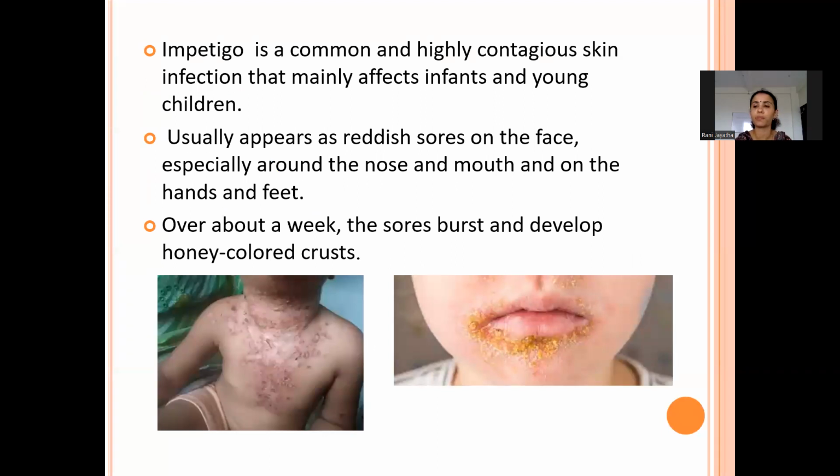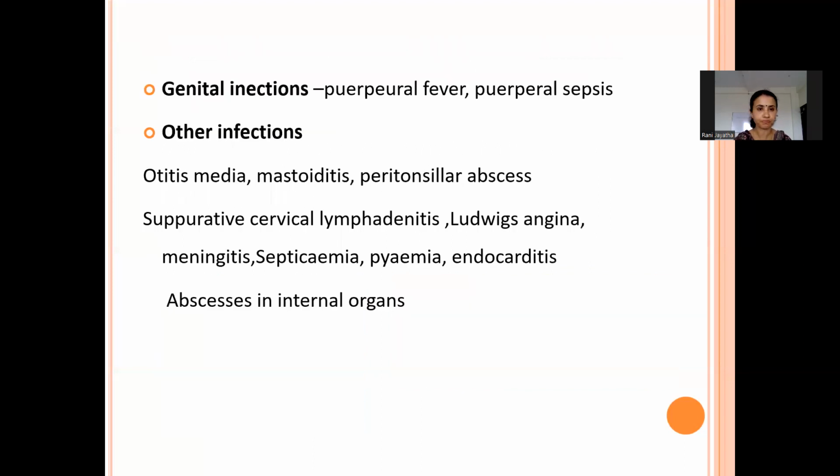Then impetigo. Impetigo is another important skin infection. It is a common and highly contagious skin infection. It mainly affects infants and children and appears as a reddish sore on the face. The sores burst and develop a honey-colored crust, which you can make out in the figure. It is especially seen around the mouth and on the hands and feet.